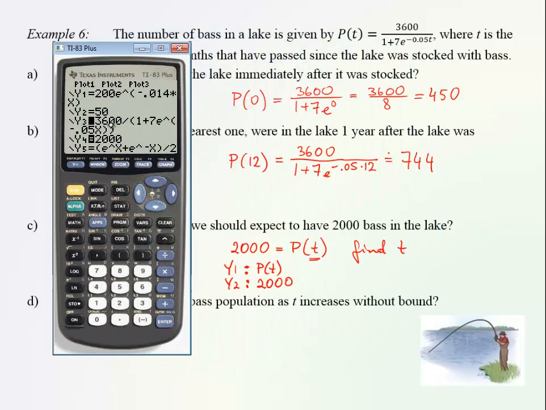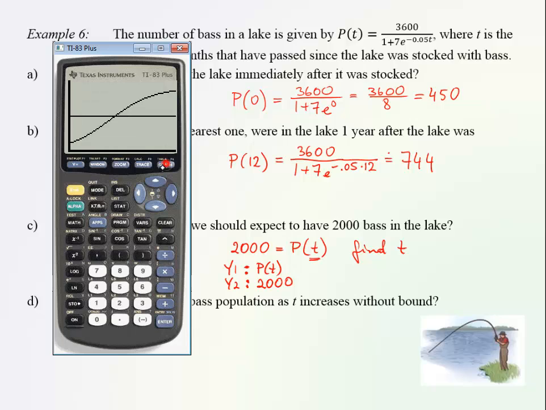So again, we need to enter the formula for the amount of bass, which is under y3. Remember to use enough brackets, especially around the exponent and around the whole denominator. And we're going to compare with the level 2000, so that will be our constant function 2000. Let's graph it. And yes, we have a logistic curve, and we are interested in this intersection when the amount of bass will be 2000.